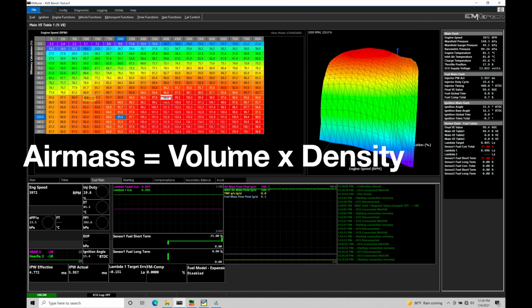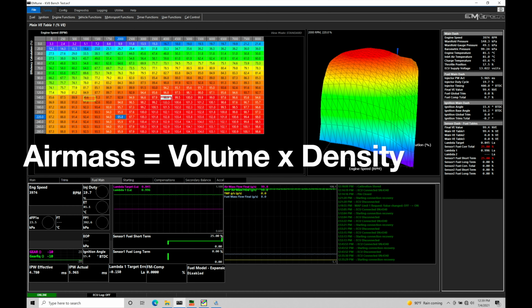Air mass is going to be the volume of air entering our engine and the density of the air entering our engine. And the reason why we have to represent air mass instead of just airflow is because as we change our elevation or the ambient temperature changes drastically, we're going to find the density of the air changes. The density of the air is how many oxygen molecules are packed into the same given volume of air.